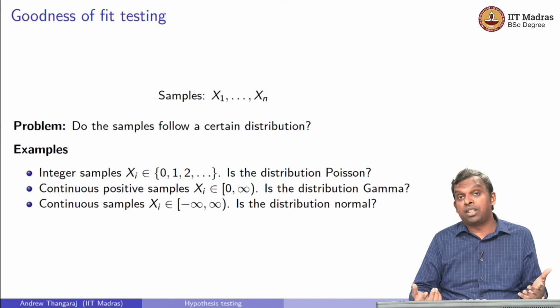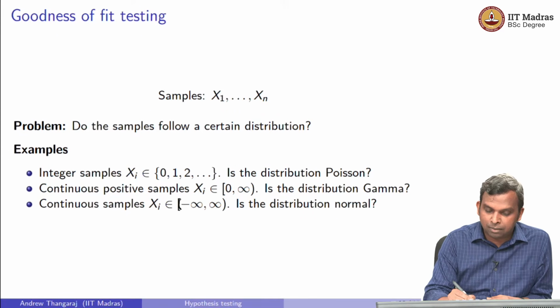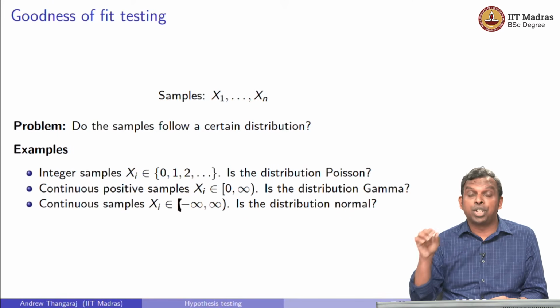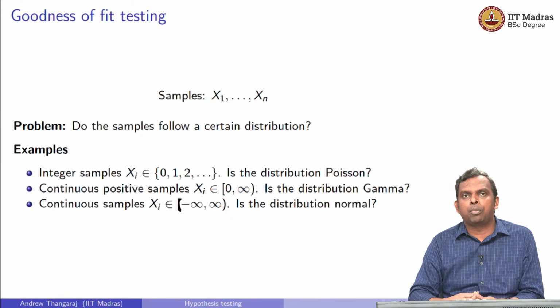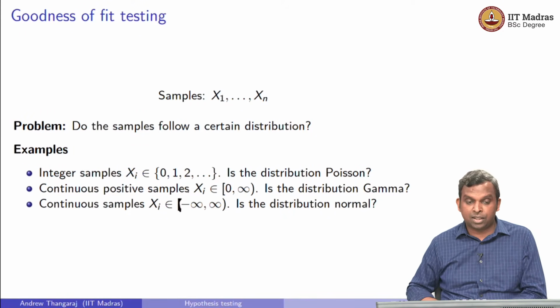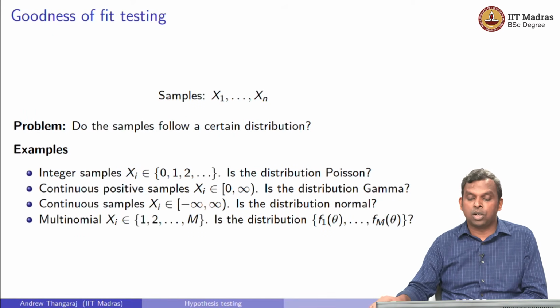And if you have a continuous distribution from minus infinity to infinity, okay, maybe I should put it like this here, then in that case, is the distribution normal? Normality testing is very important and popular. You have samples. The first thing you want to know is, is it normal or not? Okay, so how do you build tests for that? So generally, this kind of testing is called goodness of fit testing.